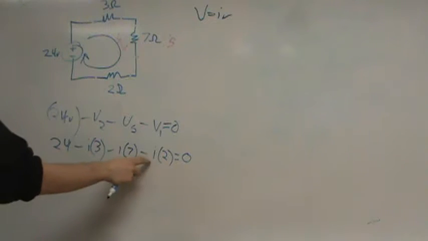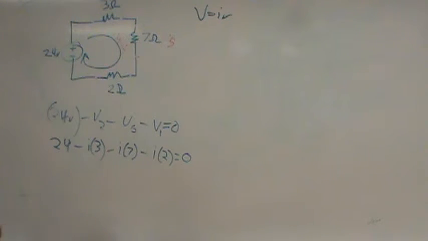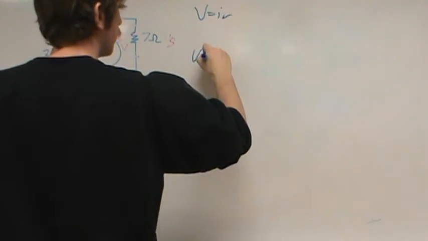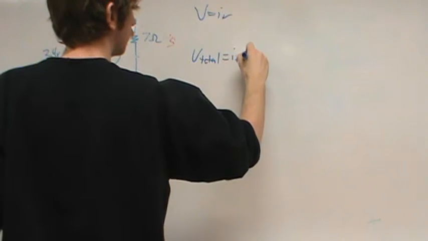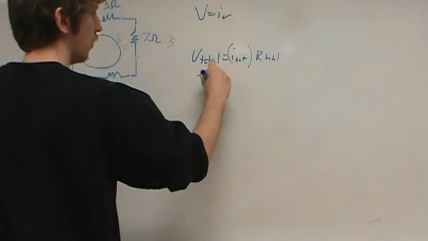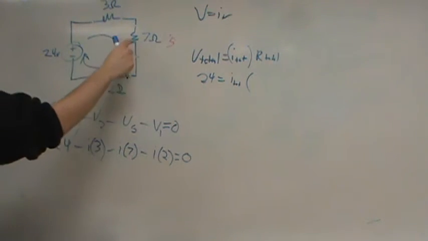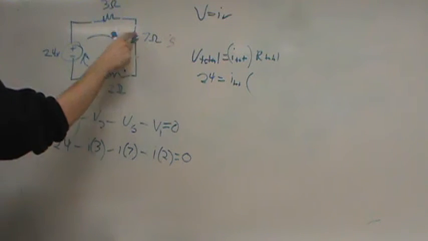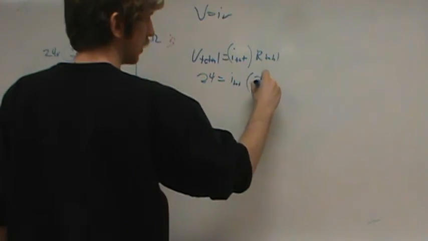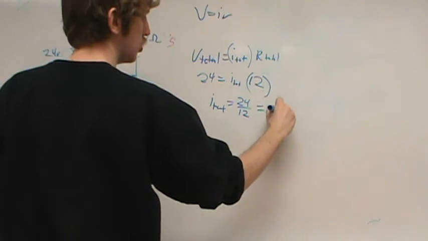Now, all of these I's are the same because we have one loop. There are no nodes where current is branching off. Everything is together, so we're able to solve for I. Another way we could have done this, which is just as easy, is to take V total equals I total times R total. V total is again 24 volts, and I total we don't know yet. R total: these are all in series, so they add together. 3 and 7 is 10, plus 2, so 12 ohms of resistance. Therefore I total equals 24 divided by 12, which equals 2 amps.